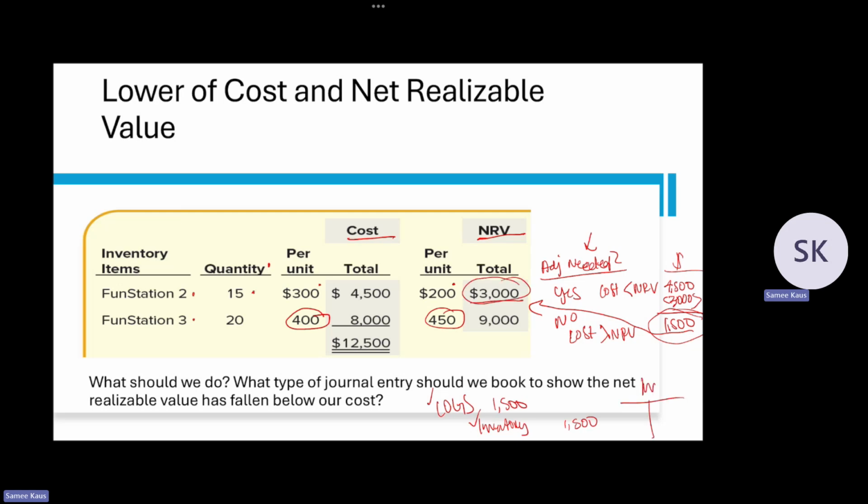So if you think about what this inventory looks like specifically for my Fund Station 2, well, I started with 4,500. I have hit that account by 1,500. So now inventory is stated on my books at 3,000, which matches my net realizable value.